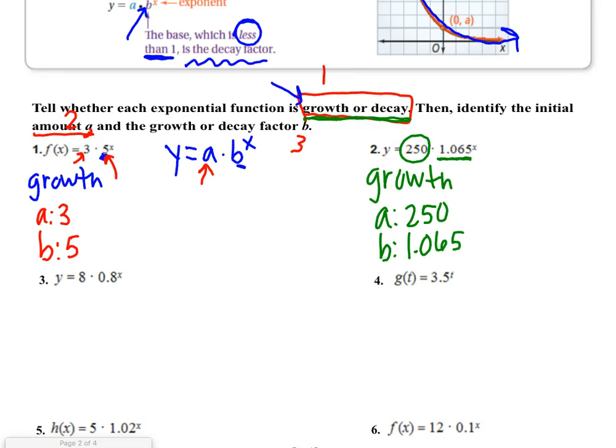Again, growth or decay. Here's my b value, 0.8, less than 1. Good job. So it is decay. Our a value, what are we starting with? 8. And our b value, 0.8.